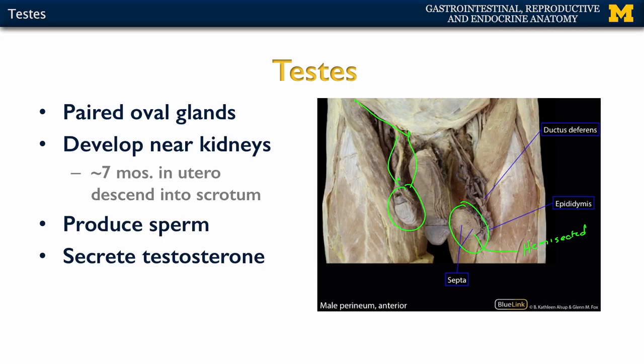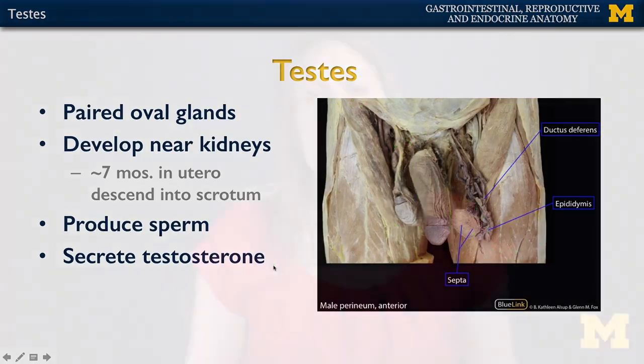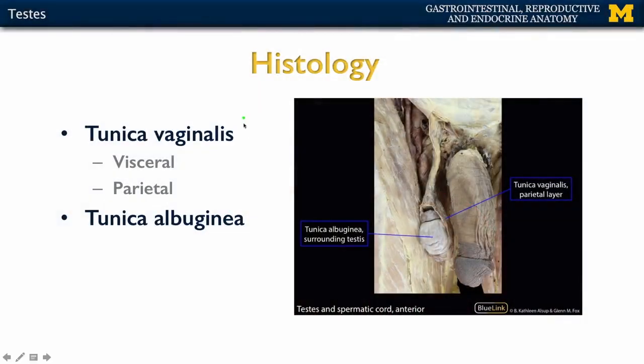The two main functions of the testes are to produce sperm, so spermatogenesis occurs here, as well as the hormone testosterone. Now, in terms of what's going to cover and protect the testes, we'll talk about the scrotum in more detail in a moment, but there are two things that are much more closely adhered to the testes. This is your tunica vaginalis, which is the more external or superficial, and the tunica albuginea, which will be very closely adhered to the testes itself. So this will be the more internal or deep structure.